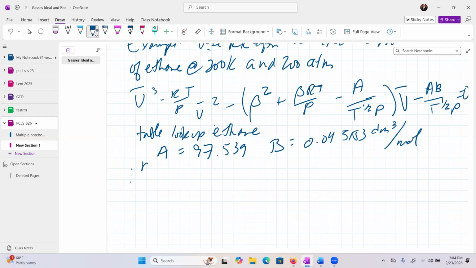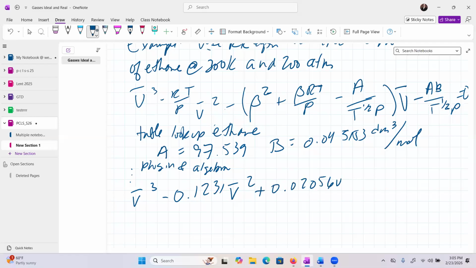So let's plug in, and the algebra happens. You'll get V bar cubed minus 1231 V bar squared plus 0.02056 V bar minus 0.00, that's a 1271, equals 0. Huh. This is a cubic.